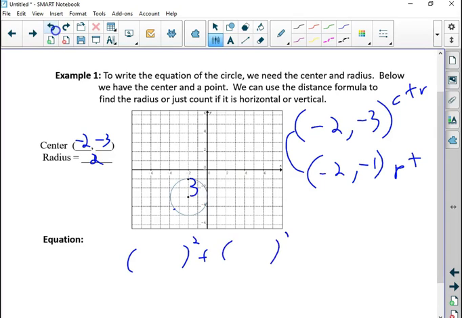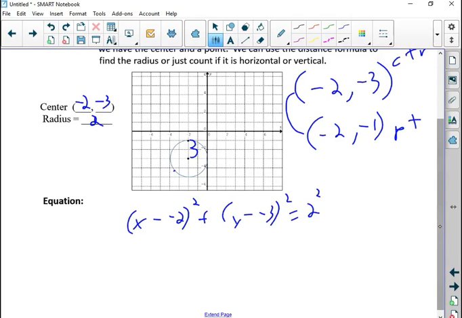You can set up your equation like this, and fill in the blanks. So it's always going to be x minus, and we're going to look at the x of the center, which is negative 2, and y minus, and we look at y in the center, which is negative 3. And then we take the radius and we square it, and it's going to look like that.